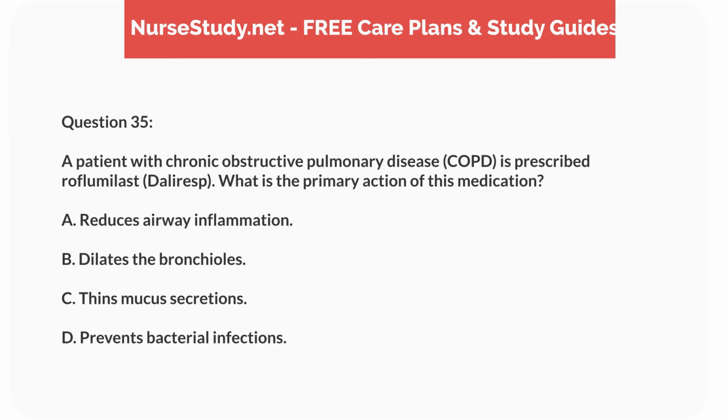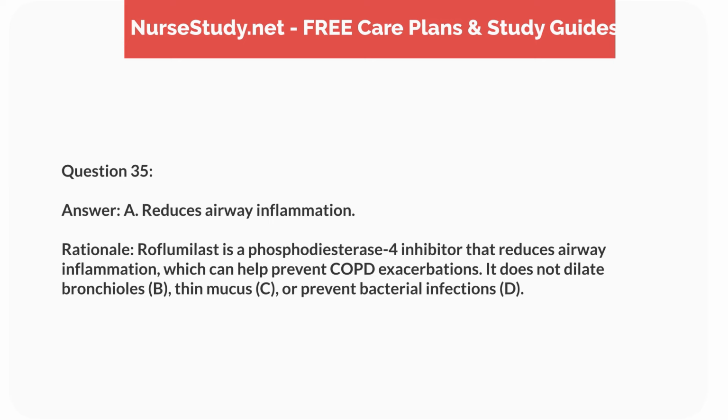Question 35. A patient with chronic obstructive pulmonary disease, COPD, is prescribed roflumilast, Daliresp. What is the primary action of this medication? A. Reduces airway inflammation. B. Dilates the bronchioles. C. Thins mucus secretions. D. Prevents bacterial infections. Answer: A.